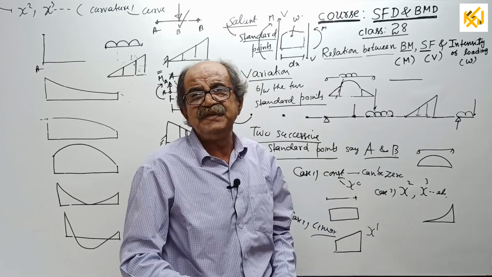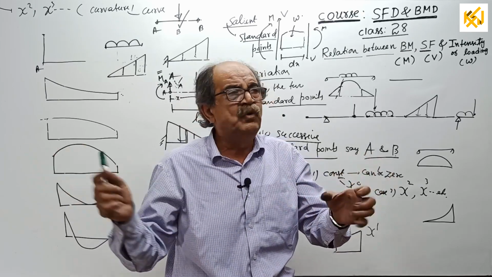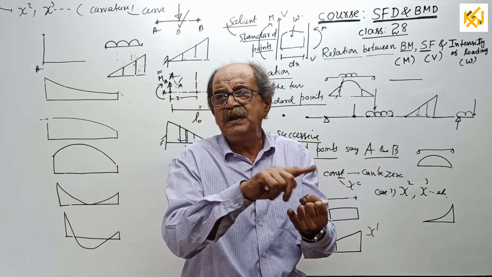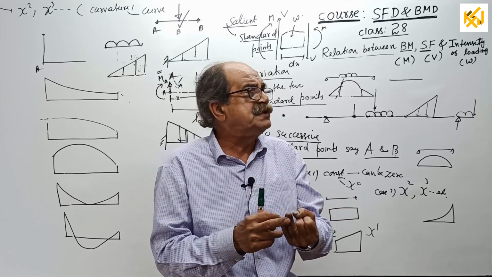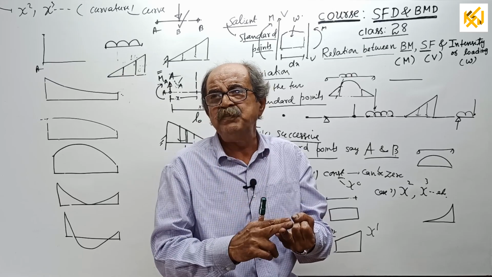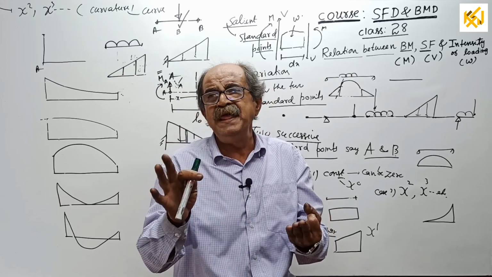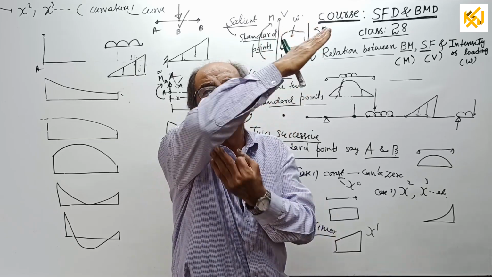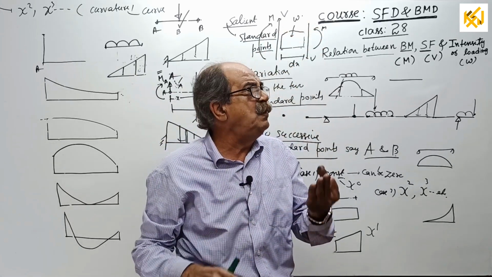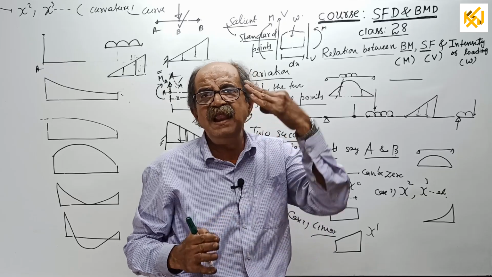So, our case is 1. I will start now: no load between the 2 points. Second one, UDL between the two successive standard points. Third, uniformly varying load. One type I will take. It is not required this way or this way. One type, we want variation. Then later we will discuss.